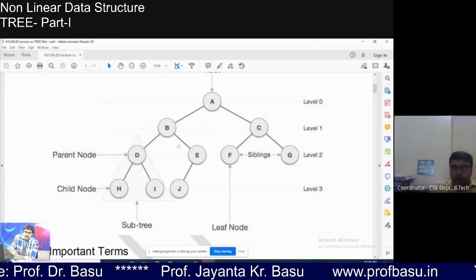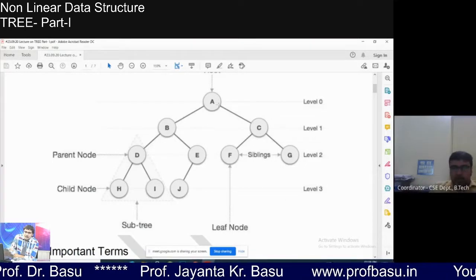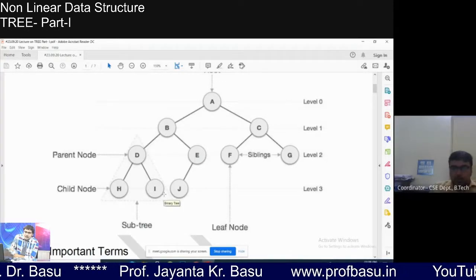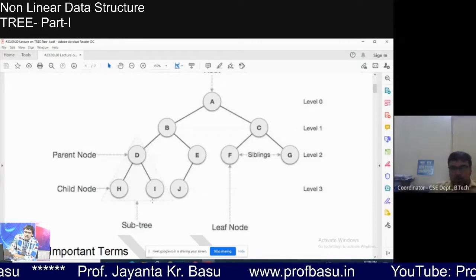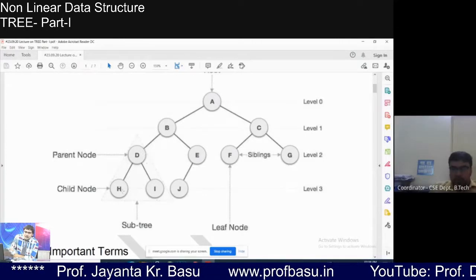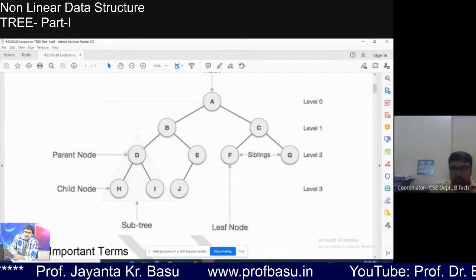And leaf. You can also count this as the total, the actual tree, the main tree, and you can consider a part of the tree as a subtree. This is a subtree. This D, H, I is a part of the tree, that's also called a subtree.